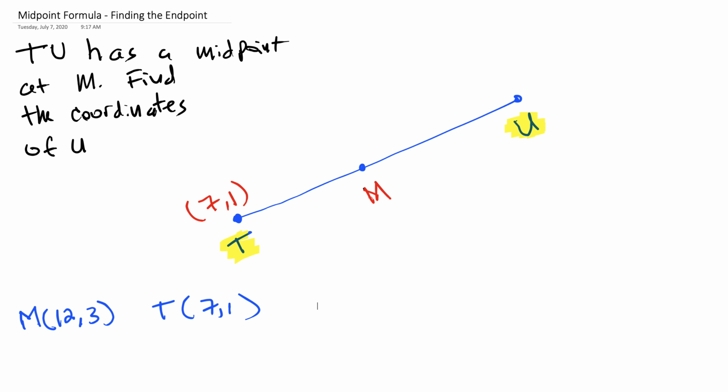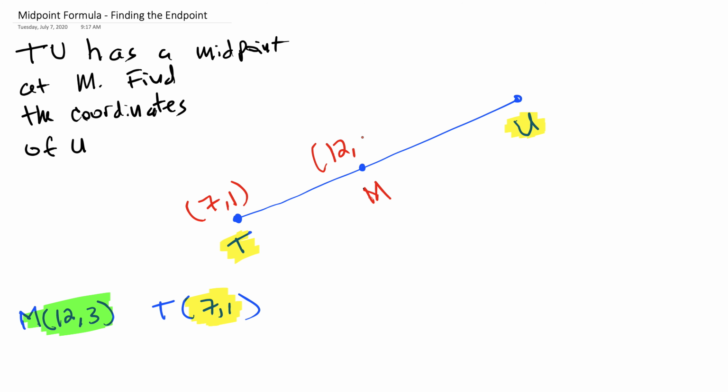Okay, so this is a different problem than just a regular find the midpoint problem. Here you're given an endpoint, T, 7 comma 1, and you're also given the midpoint, M, which is 12 comma 3. So we know the midpoint. We don't have to figure that out. What we need to do is find the endpoint.